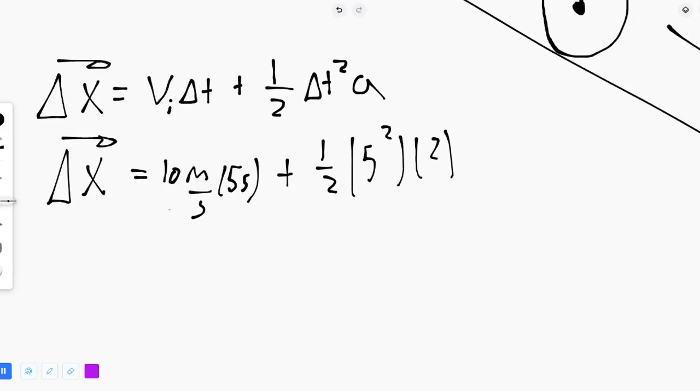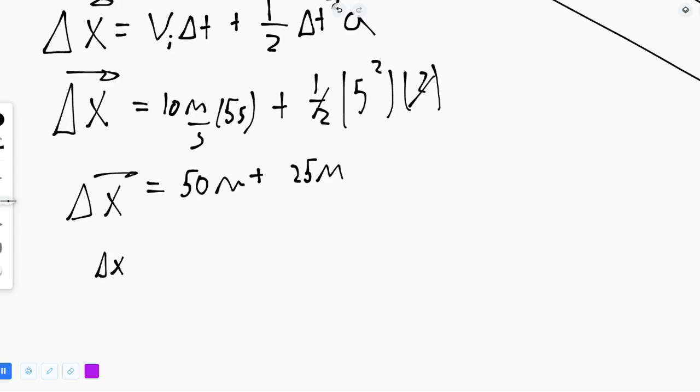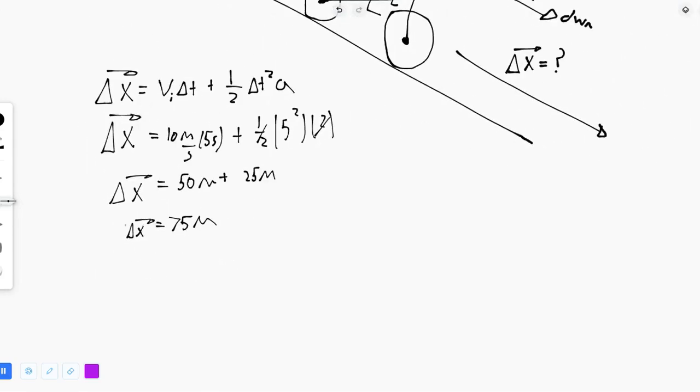Okay, so then if we bring all this together here, then we're going to get delta x equals 50 meters plus, well, these two things cancel out, and then we're just left with 25 meters. So then delta x equals 75 meters. All right, and that's the answer. So displacement is 75 meters.